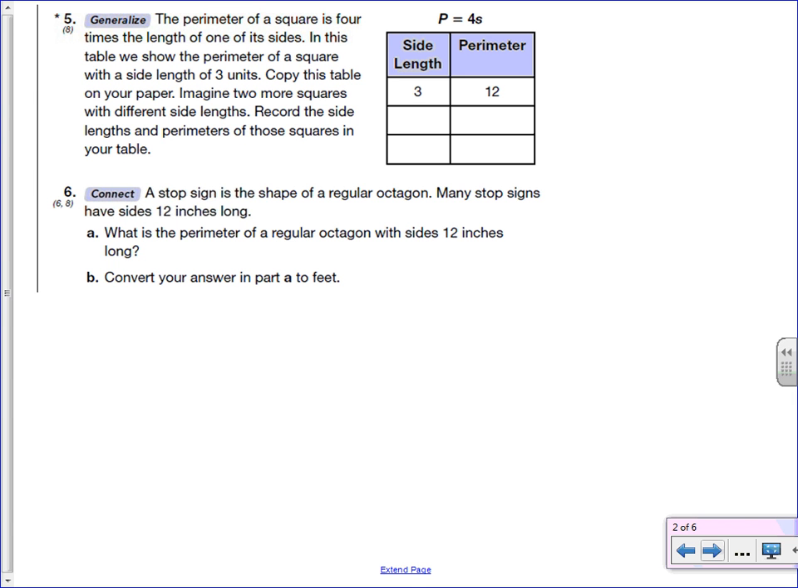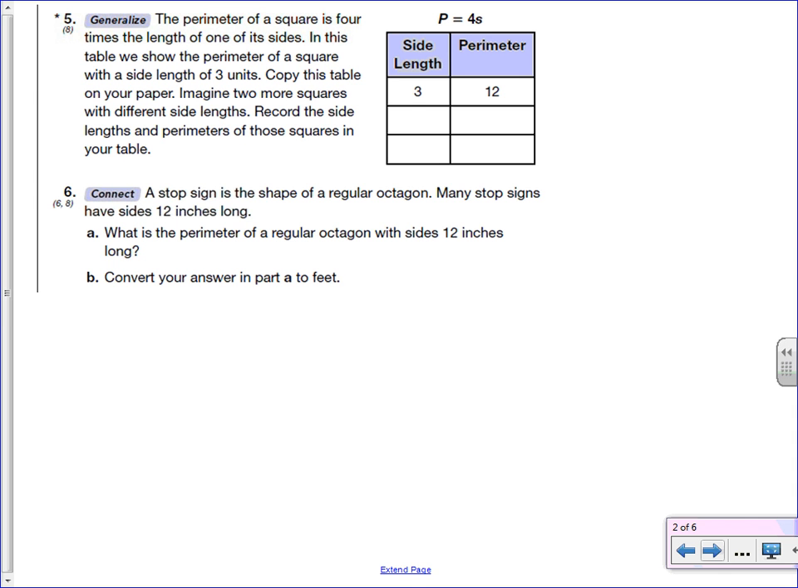The perimeter of a square is 4 times the length of one of its sides. In this table, we show the perimeter of a square with a side length of 3 units. Copy this table. Imagine 2 more squares with different side lengths. Record the lengths and perimeters of those squares in your table. So in this one, you make up your own numbers.